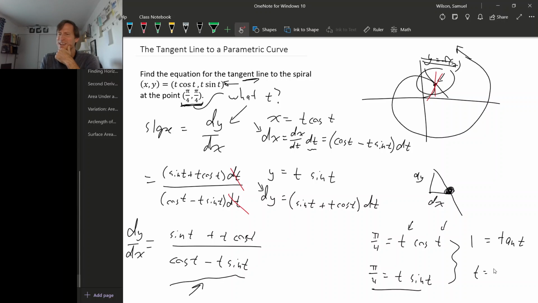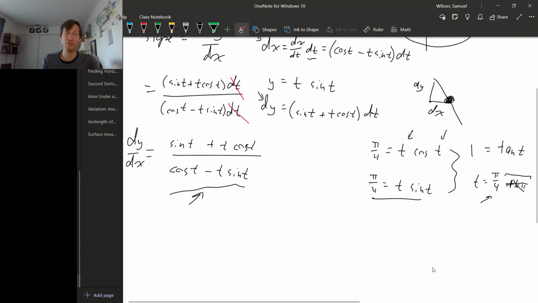And so t is pi over 4, possibly, right, because of the periodicity of tangent, we might have to add some multiple of pi here. But to get these functions to produce pi over 4, actually, we don't need this extra k pi here. So the t value that we're after is just pi over 4.